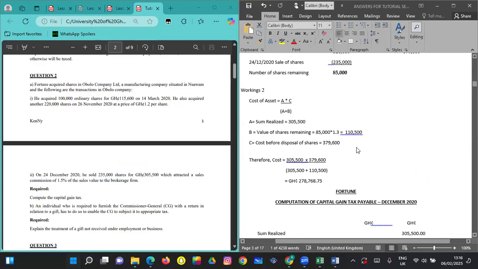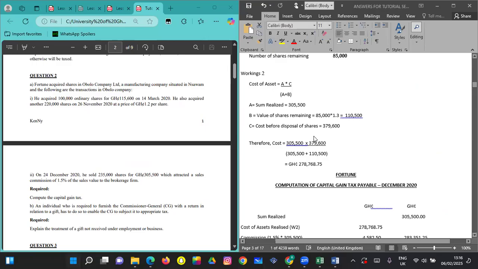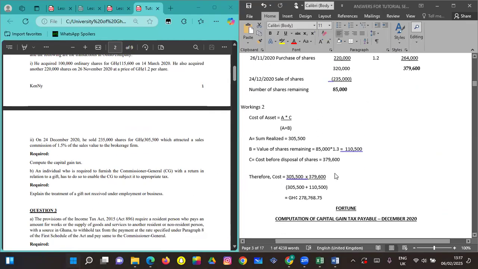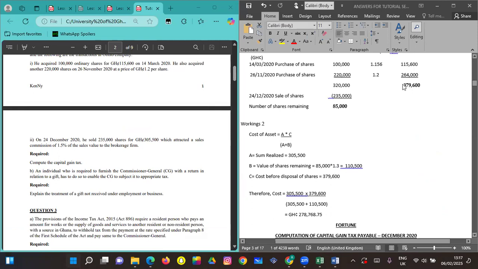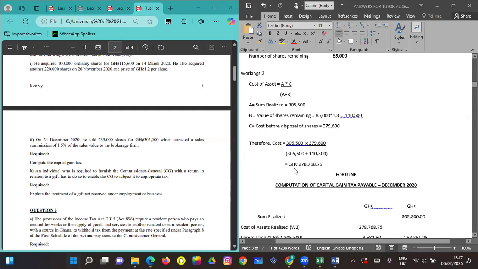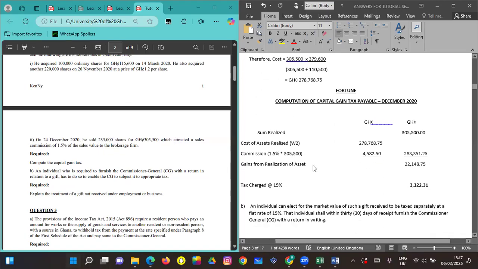So now, after doing that, A times C, where we've defined C already to be the cost before selling, which is here. So A times C over A plus B, A plus B being the same thing. It's 85,000 times 1.3, as we have it here. So in total, we had a total cost of 278,768.5.